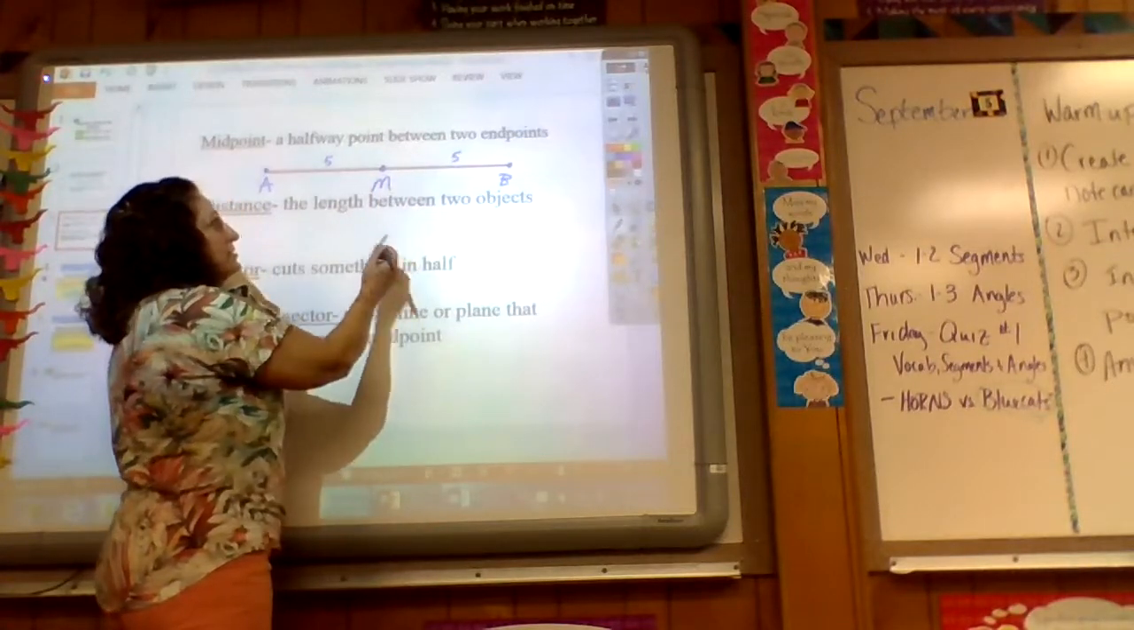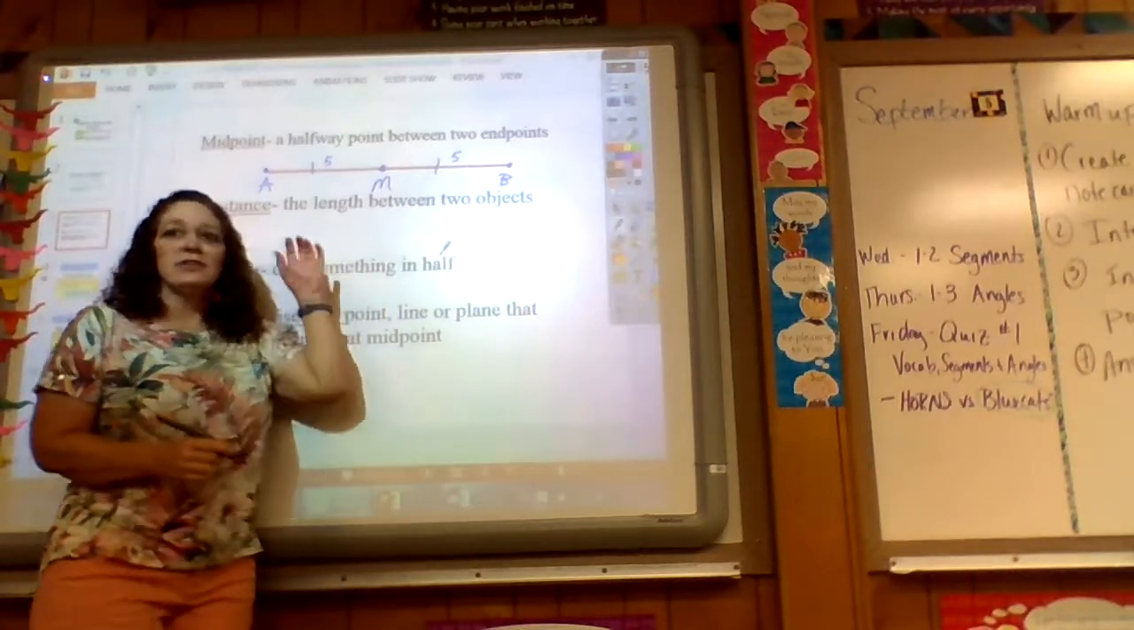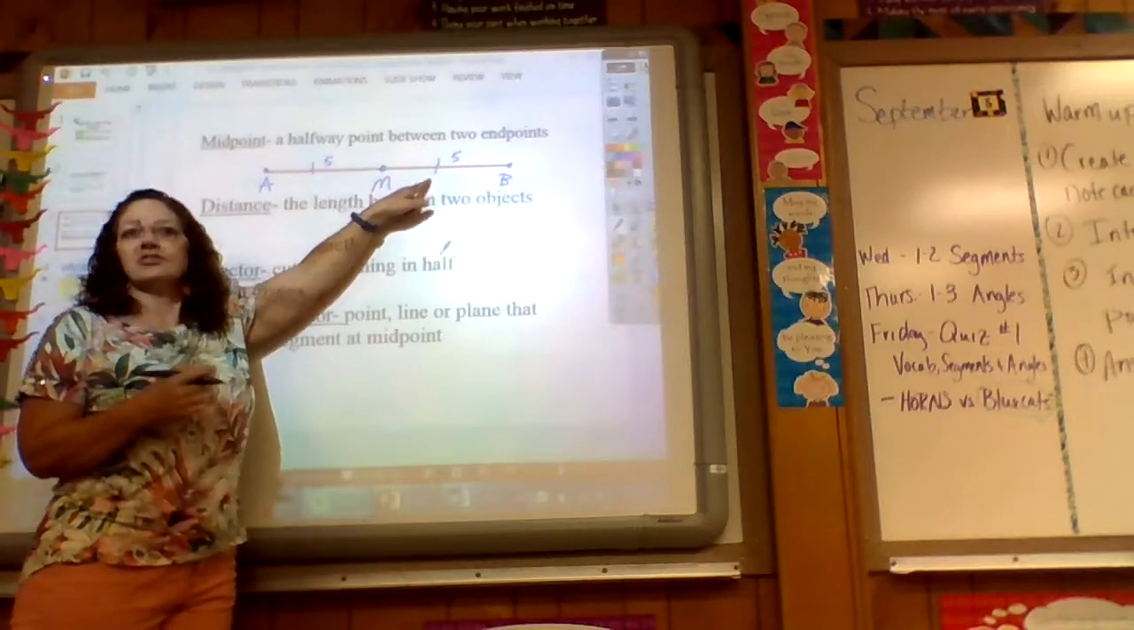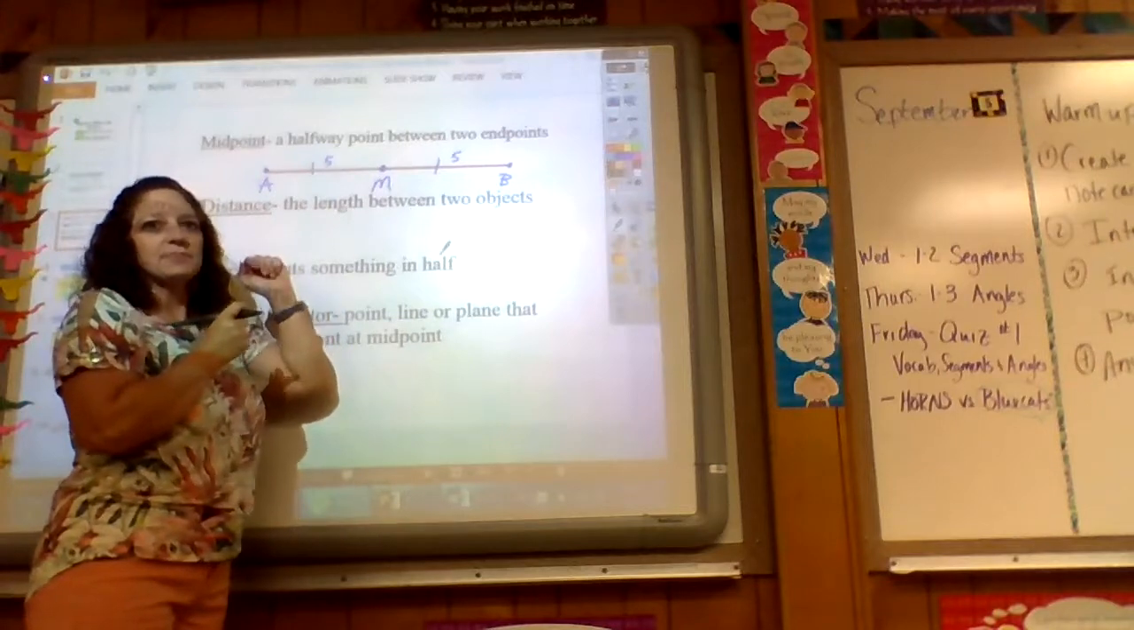I'm just going to use fives as an example. And I'm going to use this little tick mark here just to remind you, I think you've seen those before, but when you have a little tick mark on a segment that looks like this, that means they're congruent pieces. So from A to M and M to B is a congruent piece.